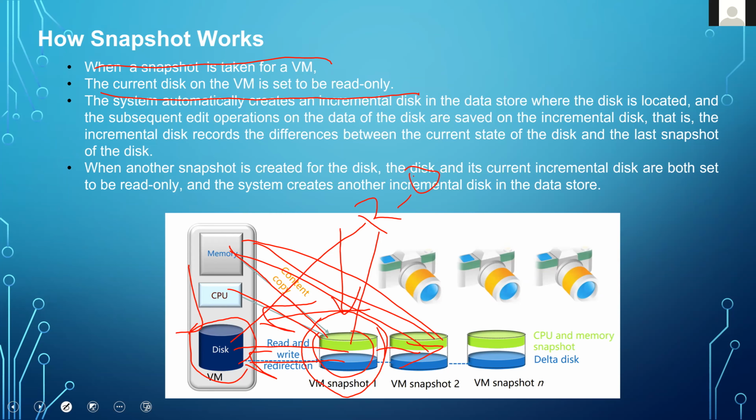Whenever you create a snapshot, the previous disk goes to read-only mode, a new delta disk is created, and all your data will be redirected to the new delta disk. In this way, you can create multiple snapshots. And obviously, you will need some space to create these disks. In the coming slide, I will discuss what the space requirements are as well.